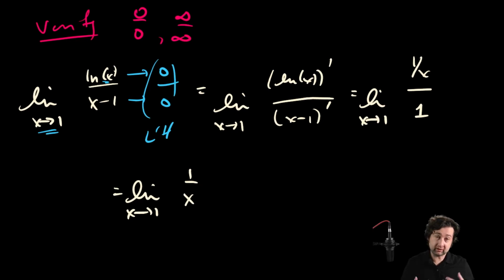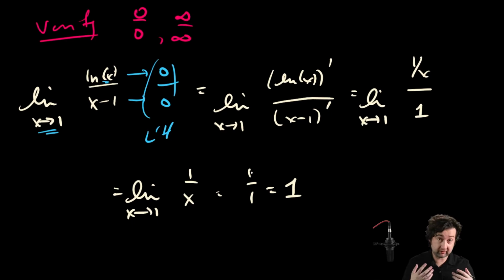Well, that function is continuous at x equals 1. I can just plug the number in. So this is equal to 1 over 1, which is 1. And there's really no other way to do this problem other than numerically estimate. But from an analytical standpoint, this is the correct approach, to use L'Hopital's rule.